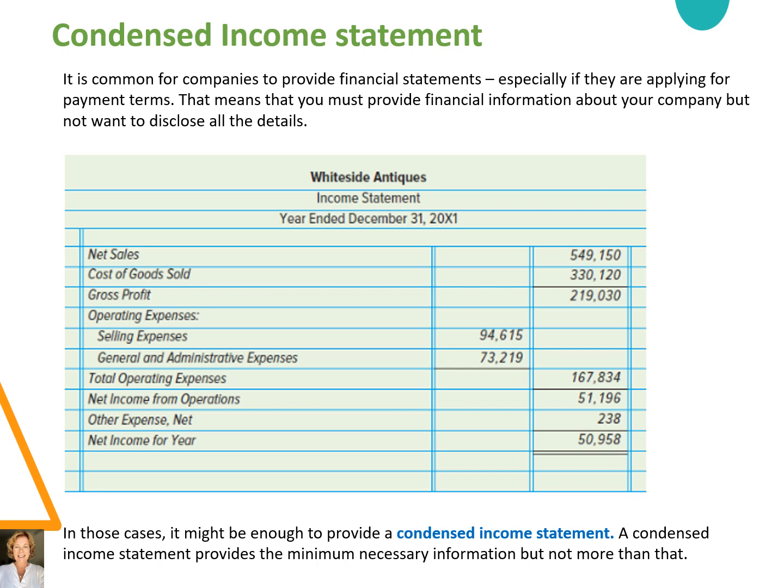It's common for companies to provide financial statements to others, especially if they're applying for payment terms. That means that you must provide financial information about your company, but you might not want to disclose all of the details, such as how much rent the company pays, how much you pay in salaries. You might be disclosing more than you want to. You certainly don't want to give an outsider the roadmap for running your business. In those cases, it might be enough to provide a condensed income statement. A condensed income statement provides the minimum necessary information, but not more than that.